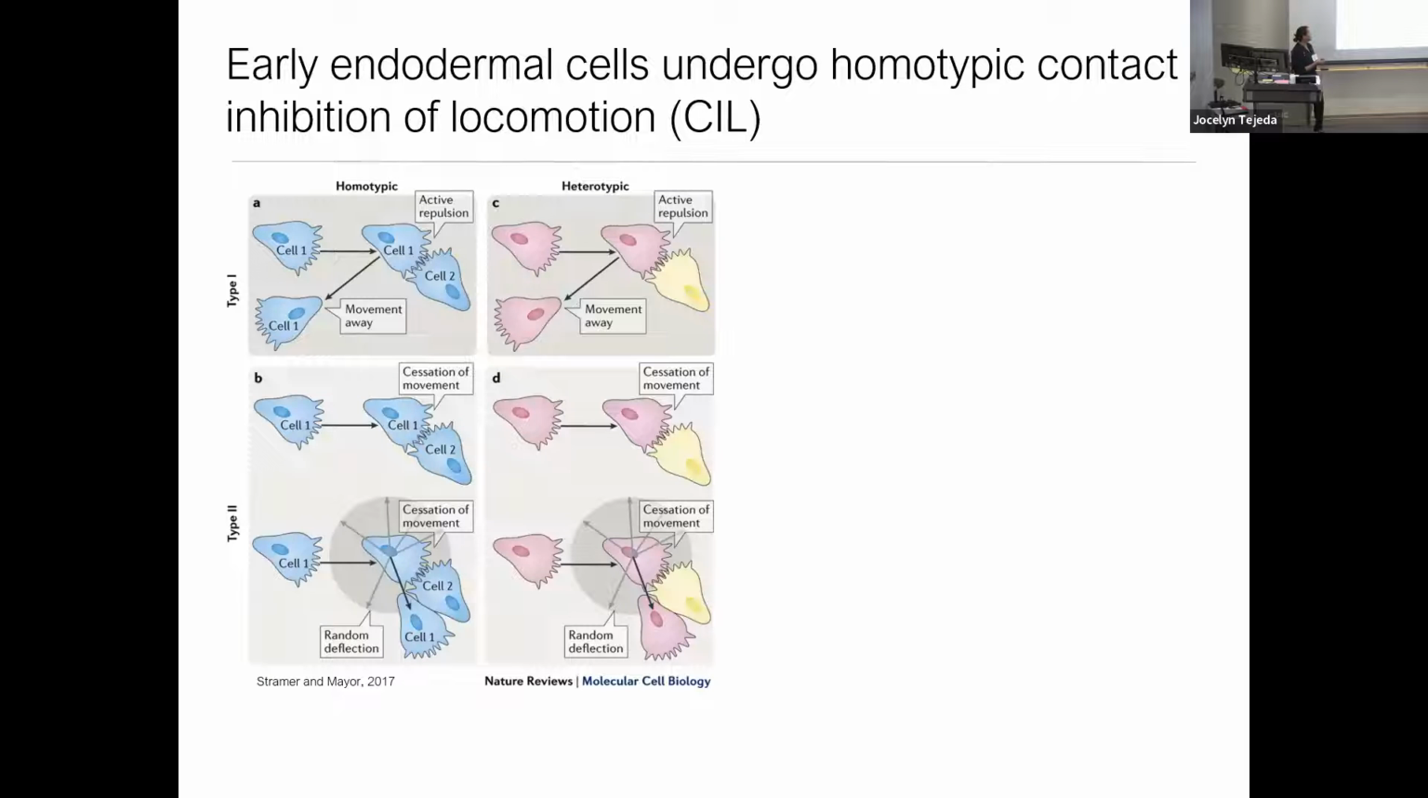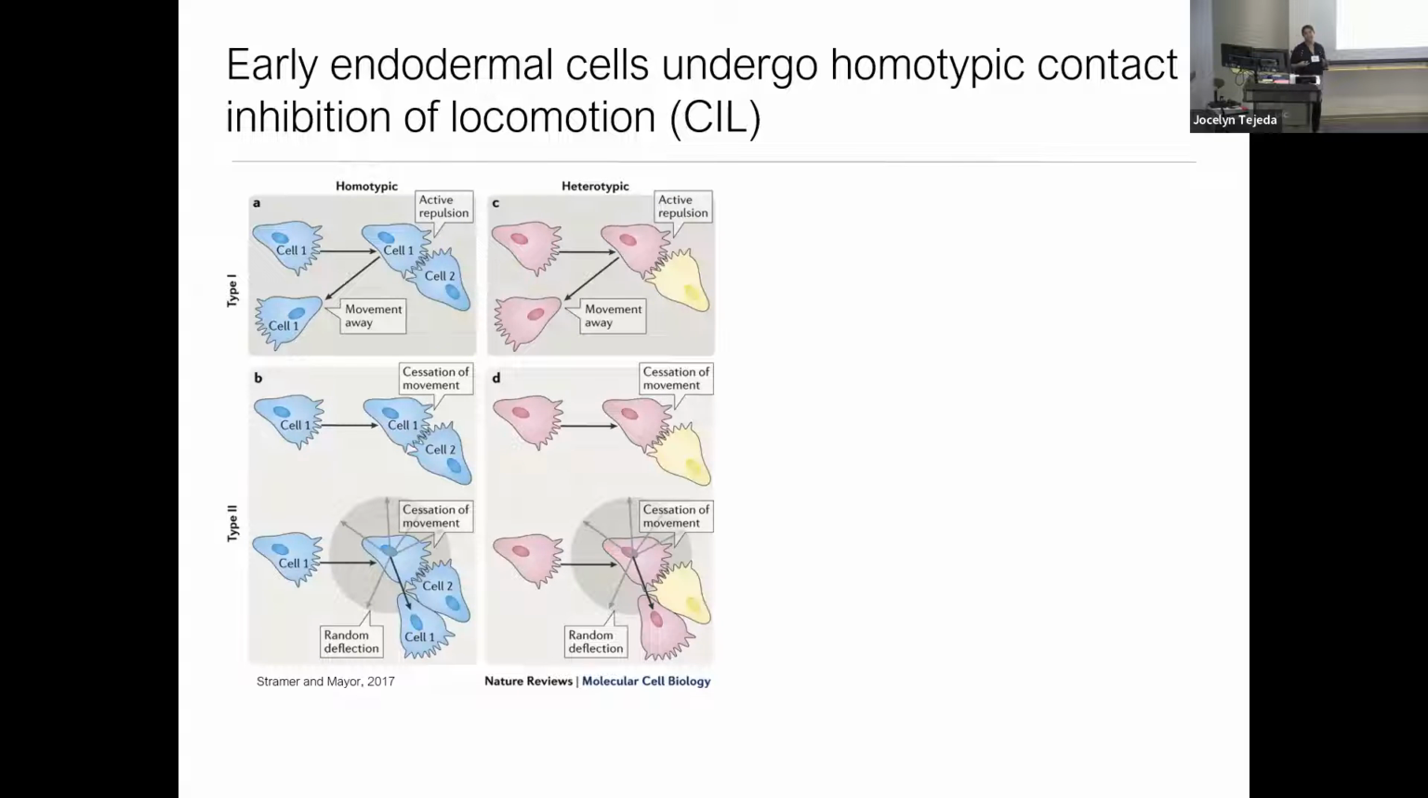So we think that as these endodermal cells are dispersing away from each other, they are undergoing a type of behavior called contact inhibition of locomotion, or CIL for short. CIL has been observed in many different cell types under many different contexts. These inhibitory interactions can occur between cells of the same type, called homotypic CIL, or between cells of two different types, called heterotypic CIL.